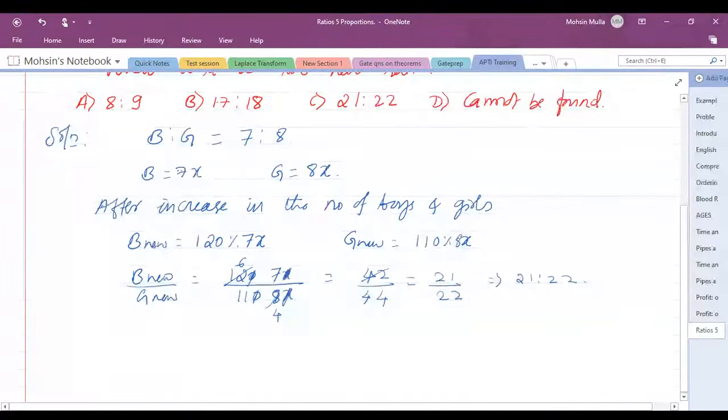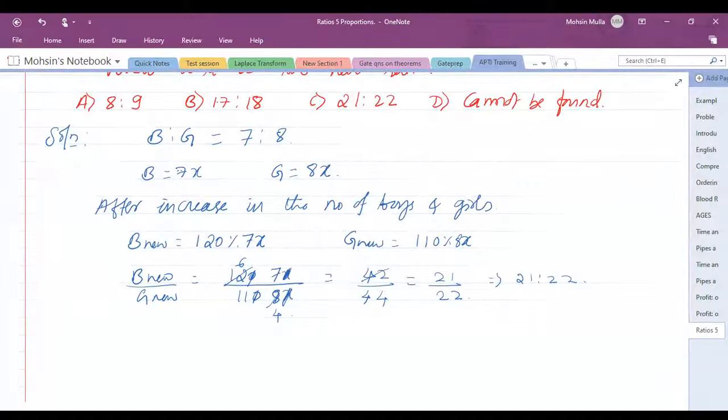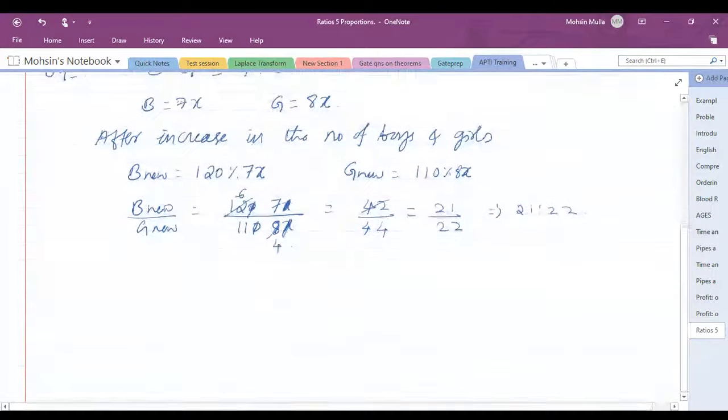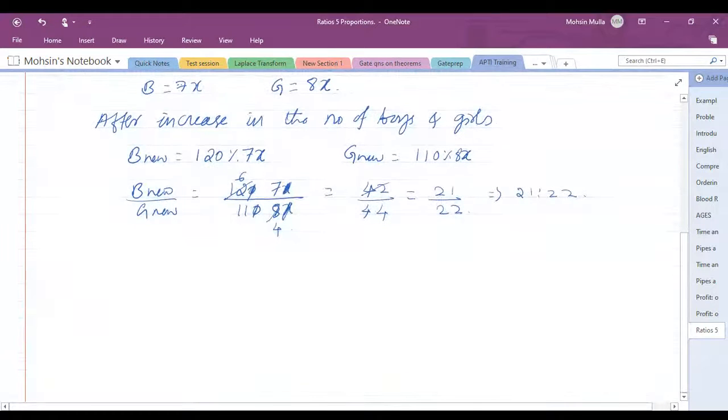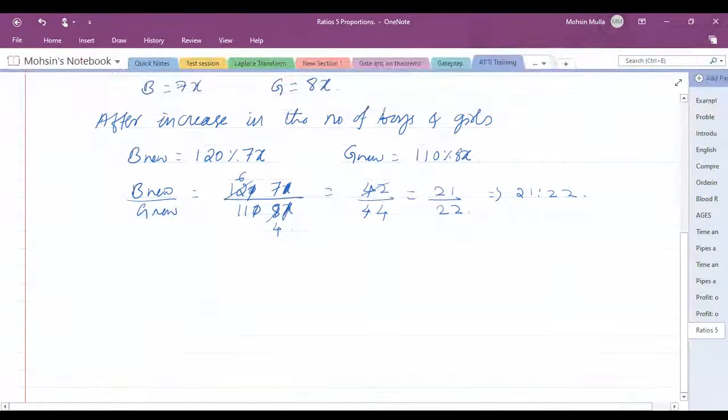I hope you have noted down the problem and also the solution. So I will write the next example. Those who are writing, write it quickly. I'll just move the screen. Okay, so I'll write the seventh example here.